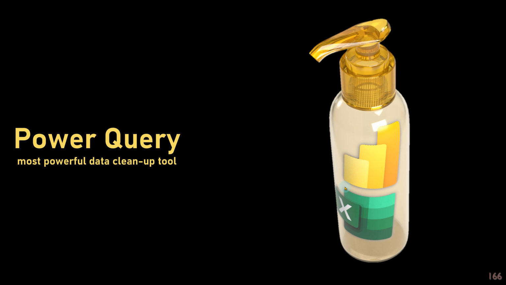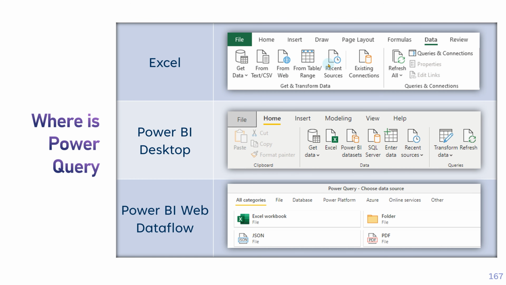So stop doing whatever you're doing in any data cleanup. Even if you have written the macro, use Power Query. This is better than whatever you are doing, trust me. Where is it? Excel, data, get and transform. Power BI, get and transform. And of course, also on the web, it is available as a part of data flow. If you don't see this, then you have older version of Excel, install Power Query, add it.